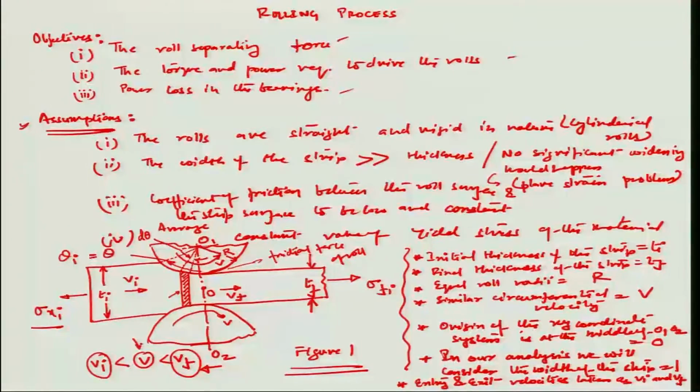The point where the velocity of the strip is equal to the roll velocity, we will refer to as the neutral point. So the point at which the strip velocity is the same as V, the roll velocity, is the neutral point.